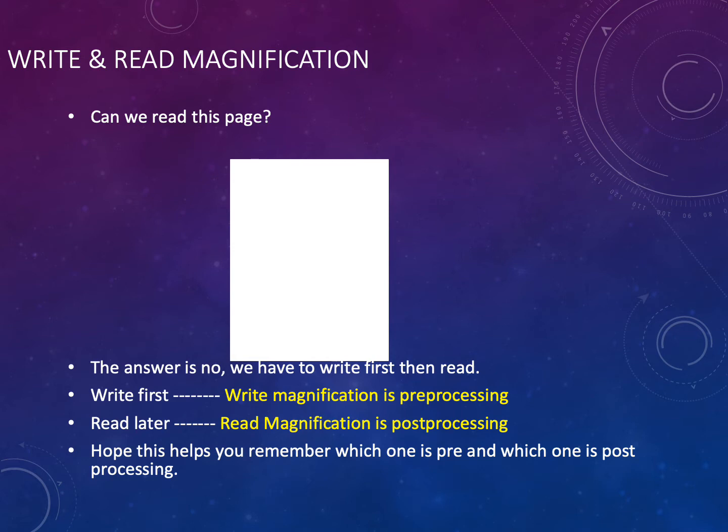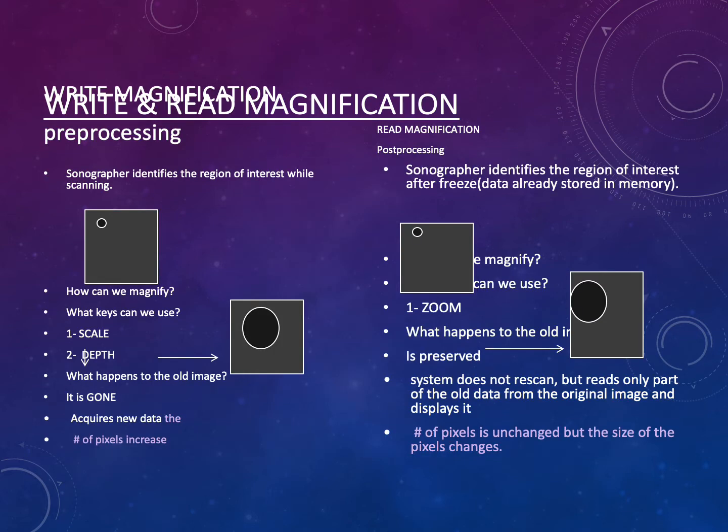So write first. That should remind you that write magnification is pre-processing. Read later on. Read magnification is post-processing. So at least now, hopefully we remember that write magnification is pre-processing, and read magnification is post-processing. Okay, hopefully we already know write is a pre-processing function and read is a post-processing function.